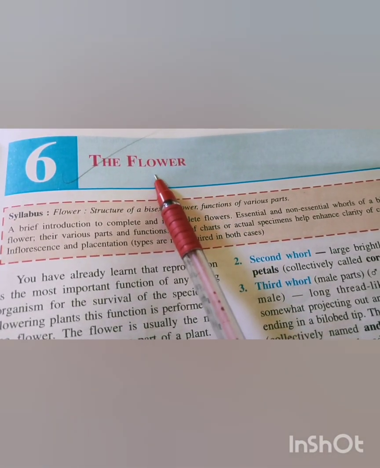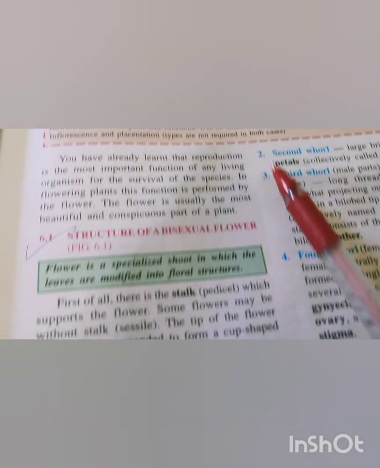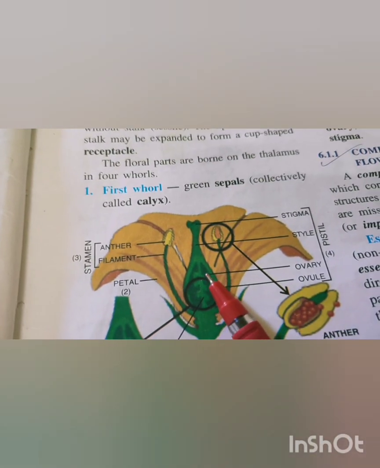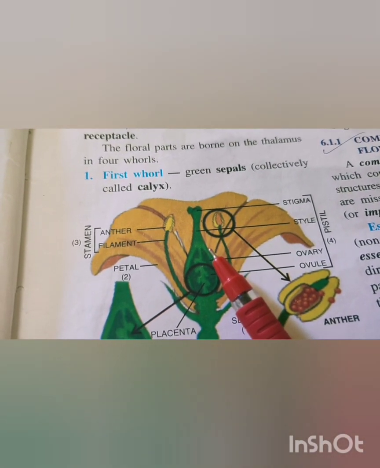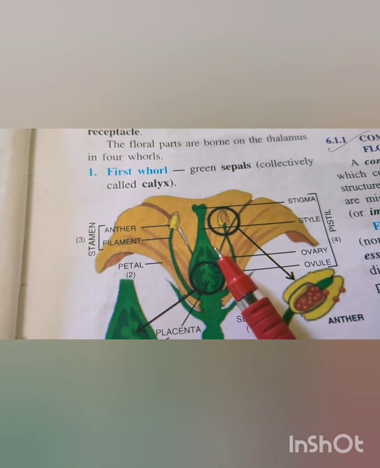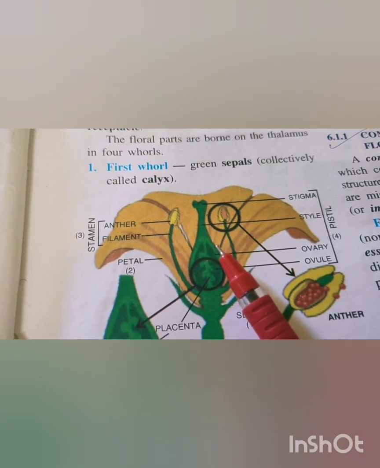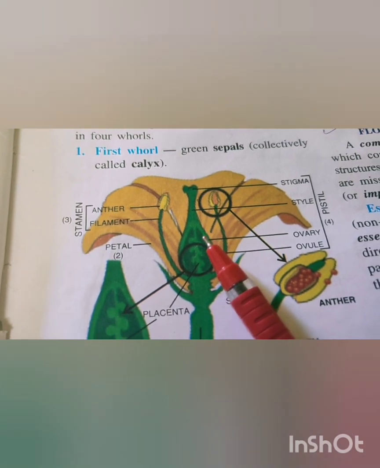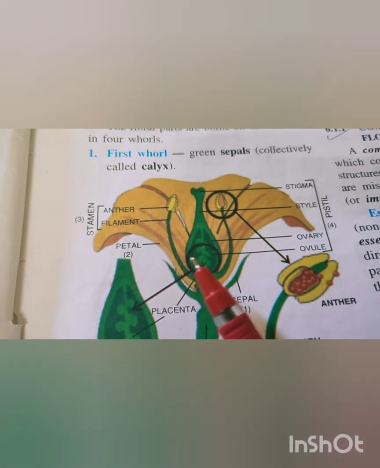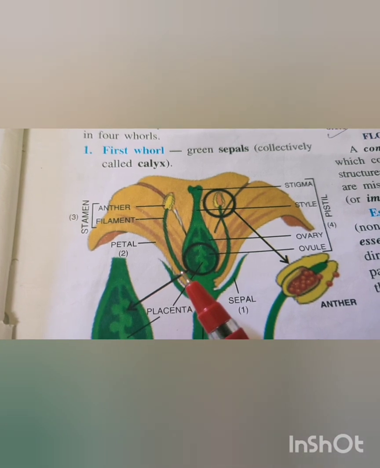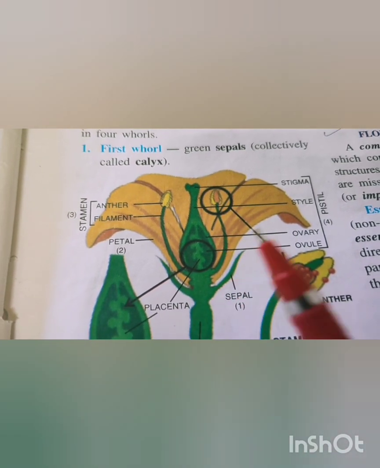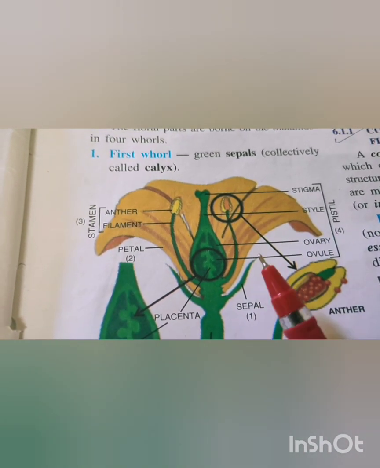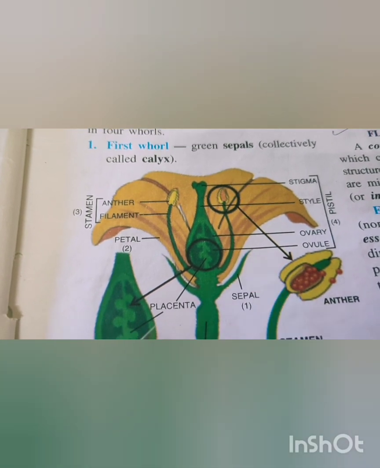Today I am taking a new lesson, the flower. Dear students, you have already learned that reproduction is the most important function of any living organism for the survival of the species. And do you know what is the reproductive part of a plant? Yes, flower. Flower is the reproductive part of a plant.